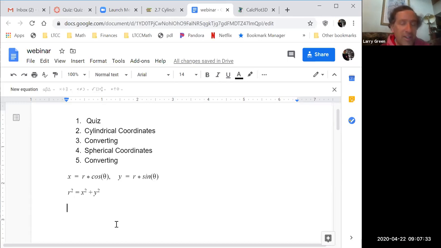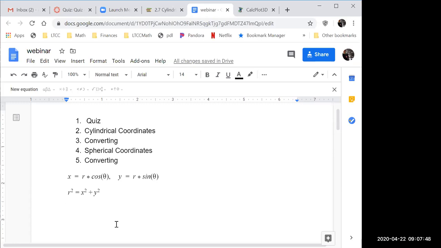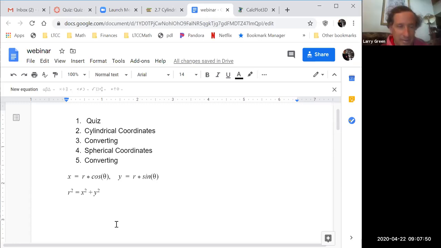So the first thing is you had the XYZ coordinates, and that we've talked about. And now what we want to do is extend the polar coordinates to 3D. And the nice thing is it's super easy. All you do is copy and paste the polar coordinates, literally.